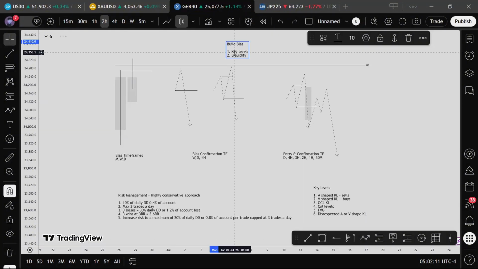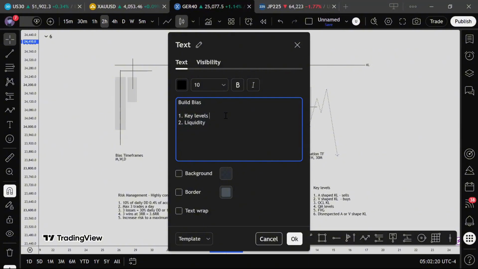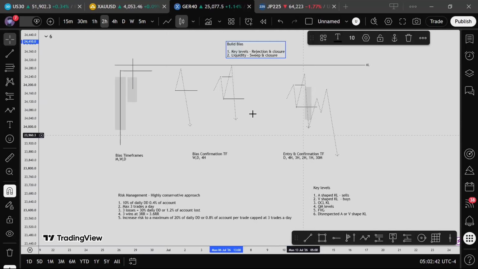So something I didn't write here is what actually matters. For key levels, you are expecting a rejection and closure. And for liquidity, you're expecting a sweep and closure, right? So that's basically what you need.